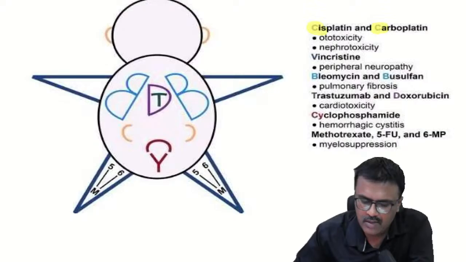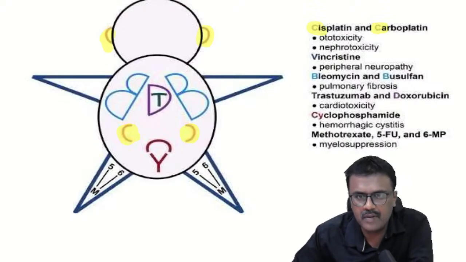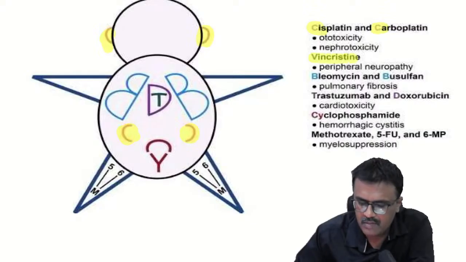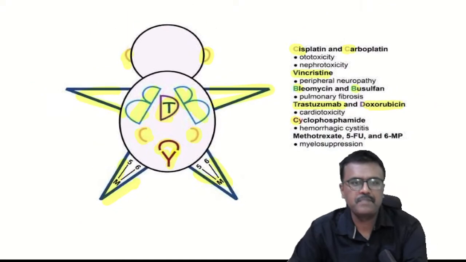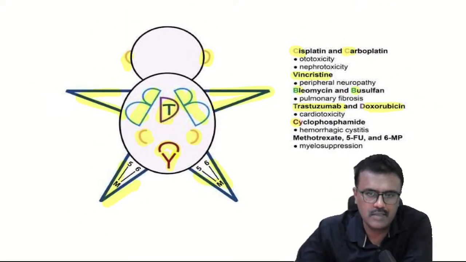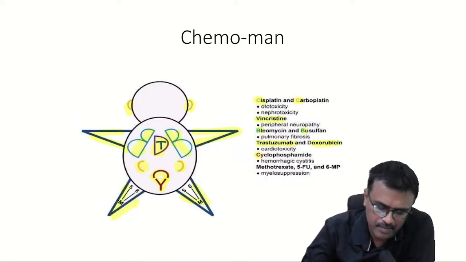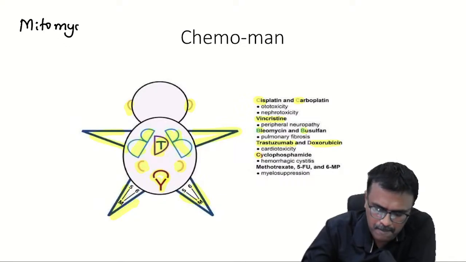Cisplatin, CC, they cause ototoxicity and nephrotoxicity. Vincristine, vinca alkaloids, VVV, they cause peripheral neuropathy. Bleomycin, busulfan, lung fibrosis. Trastuzumab, robesin, cardiotoxicity. Cyclophosphamide, hemorrhagic cystitis. Another favorite for examiners is a drug by the name mitomycin C.